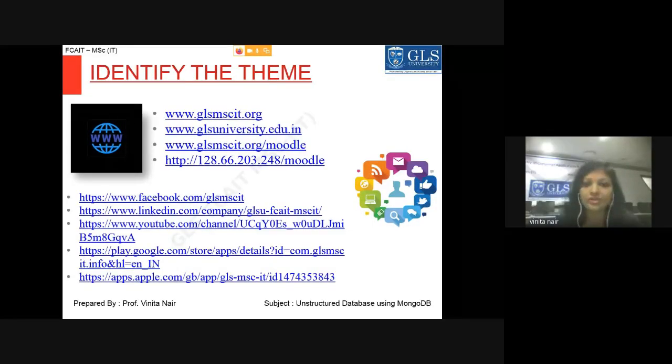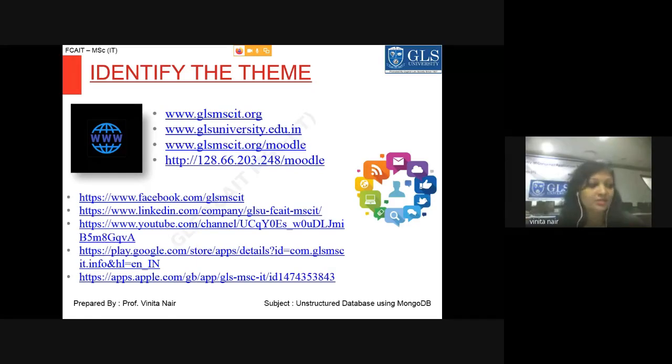You can see that these links are the sources to reach our GLS MSc. There is not a single way to reach the website or our department. There are various pathways to reach our organization. It may be our website, the website of the university, a LMS website, a local LMS website, or the area where the website information is received. It can be from the Facebook page. These all represent the presence of our department on various platforms such as Facebook, LinkedIn, YouTube, Google Play Store, and the Apple App Store, where various applications developed by the students of our department are deployed.